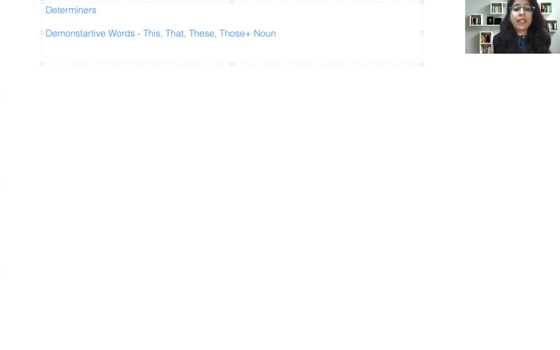So when I say it's near and singular, it is this mobile. This mobile is kept on the table. That scenery looks beautiful. These chargers are not working. Those benches are dirty. So you have to place the noun after it. That's how it will become a demonstrative determiner.